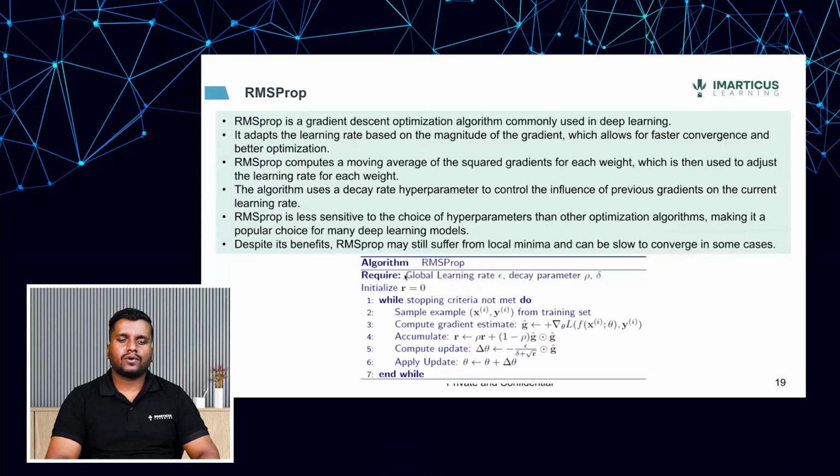Despite its benefits, RMSprop may still suffer from local minima and can be slow to converge in some cases. It is very useful because it helps in optimizing the weights, and it uses the moving average method to optimize the weights. It is also less sensitive to choices of hyperparameters than other optimization algorithms, which is why it has become a popular choice in the deep learning environment. In some cases, RMSprop may also converge to a local minimum instead of the global minimum, so that can be a problem at times.